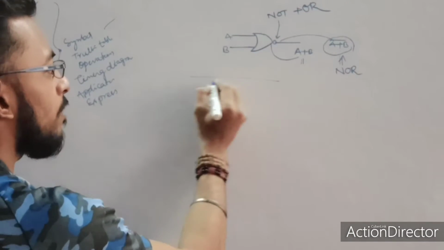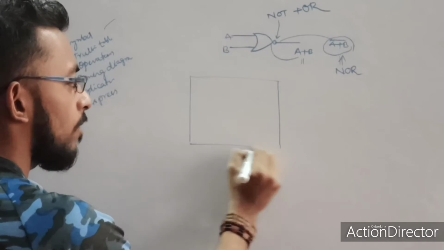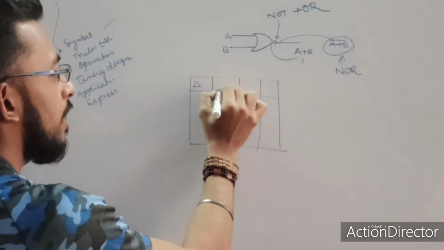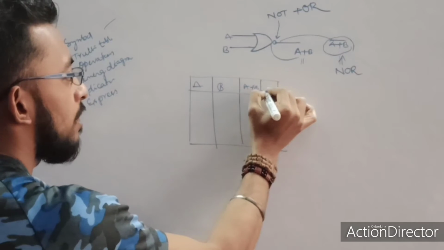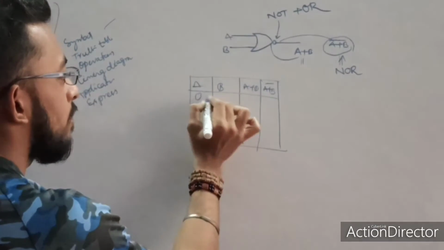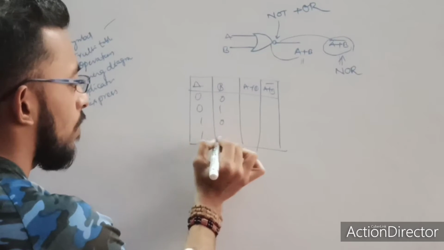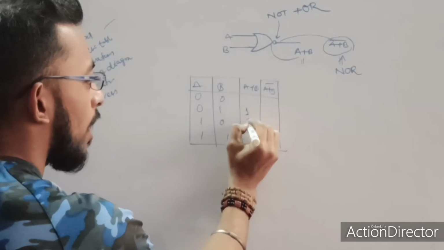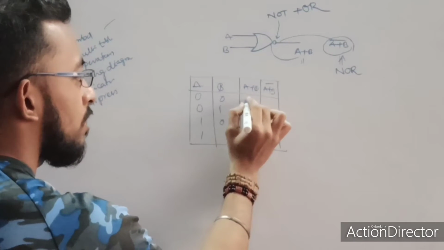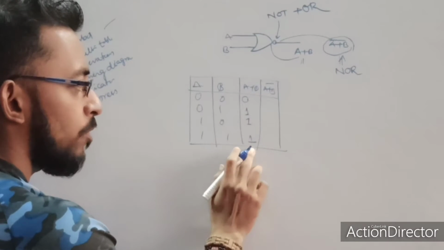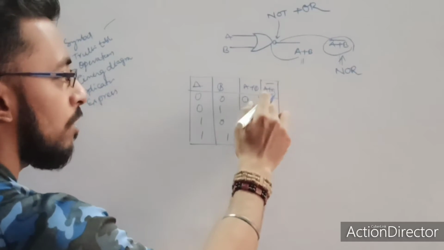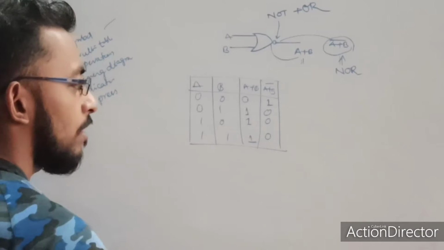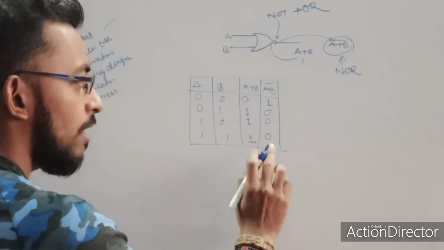So what is the truth table for this NOR gate? If you know the truth table of the OR gate, you can easily find the truth table of the NOR gate. This is A, this is B, this is A plus B, this is A plus B whole bar. 0 0, 0 1, 1 0, 1 1. What is the output of this OR gate? My output will become 1 for each case, and 0 when both inputs are 0. This is the output of the OR gate. And now for the NOR gate, just take the inverse. 0 will become 1 and the 1s will become 0. This is the output of my NOR gate.